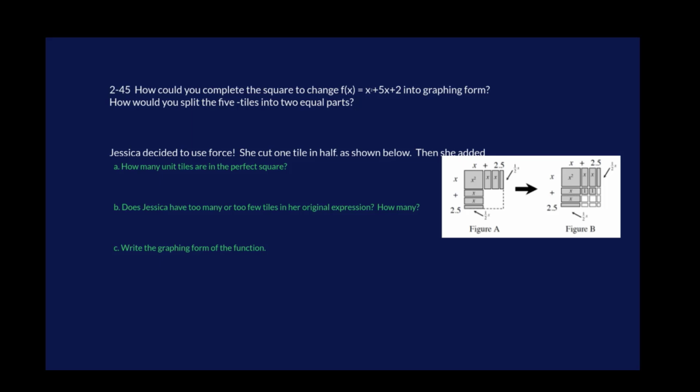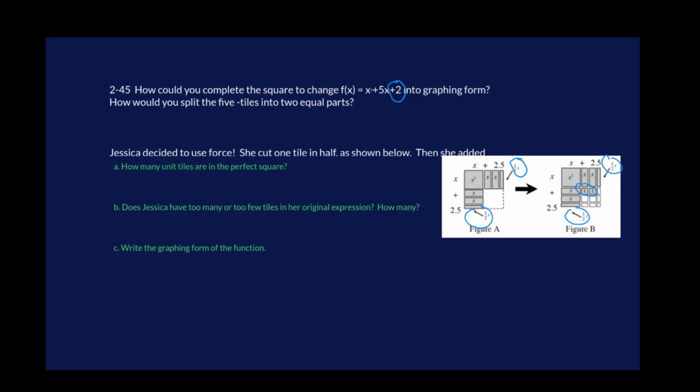Let me get a pen. Through here, you see this. And down here as well. Okay. So she's got x plus 2.5 squared. Now it says on there how many unit tiles are in the perfect square. There are only 2 single units because of the 2 in the equation. Does Jessica have too many or too few in her original tiles?